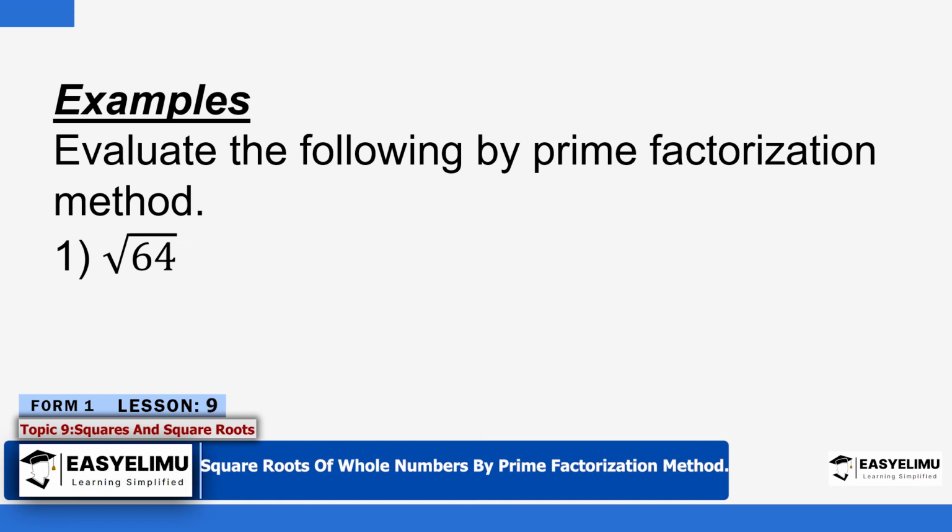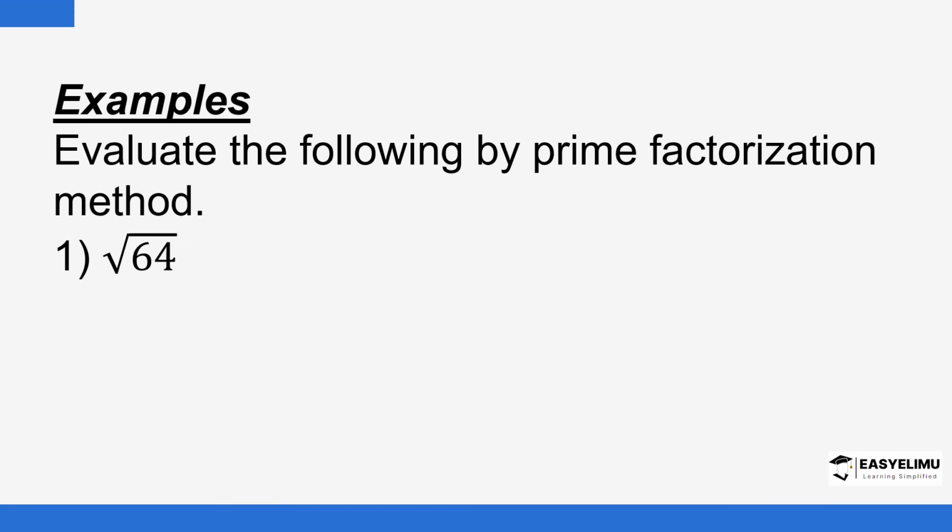So when we talk about the prime factorization method, it's something we've done before. You can check our previous videos on how we can express numbers as a product of their prime factors in power form. So basically what you need to do is first express the given number as a product of its prime factors in power form. Then you will be dividing the powers by 2.